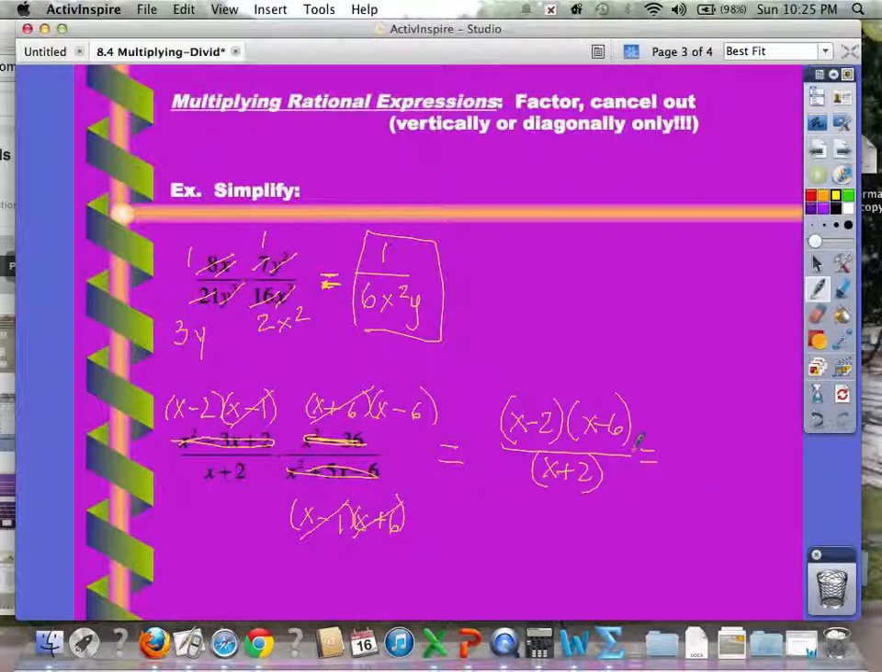Now, if you wanted to talk about restrictions, there would be several restrictions, but mostly when you're doing the multiplying, they're not going to ask you to do all that. So this is your final answer, x minus 2 times x minus 6, all divided by x plus 2. Okay? That's multiplication.